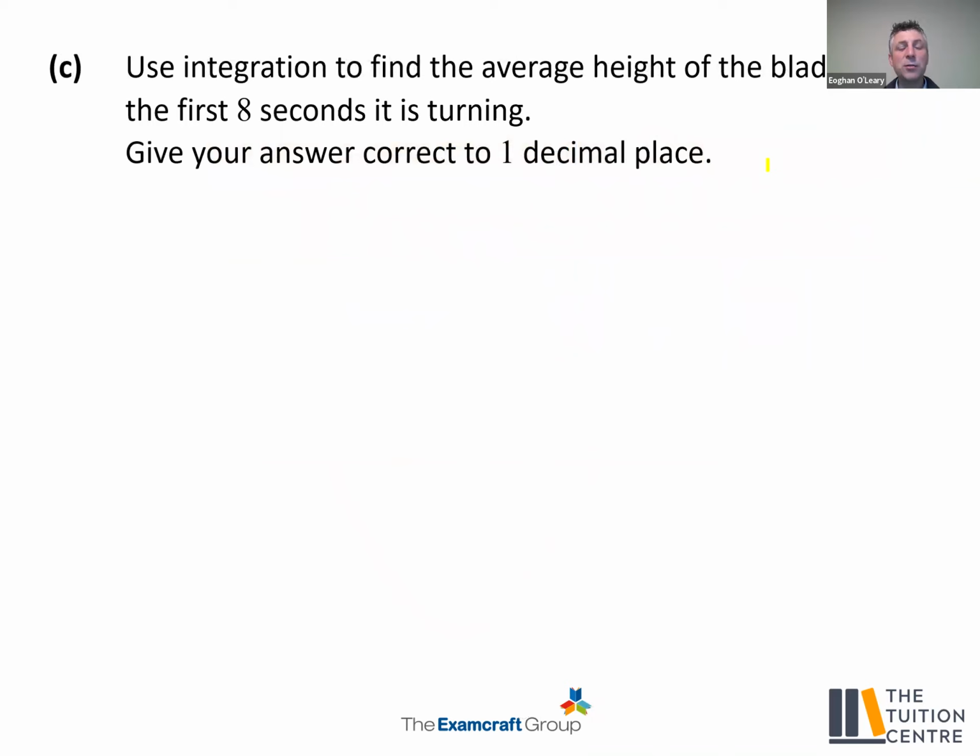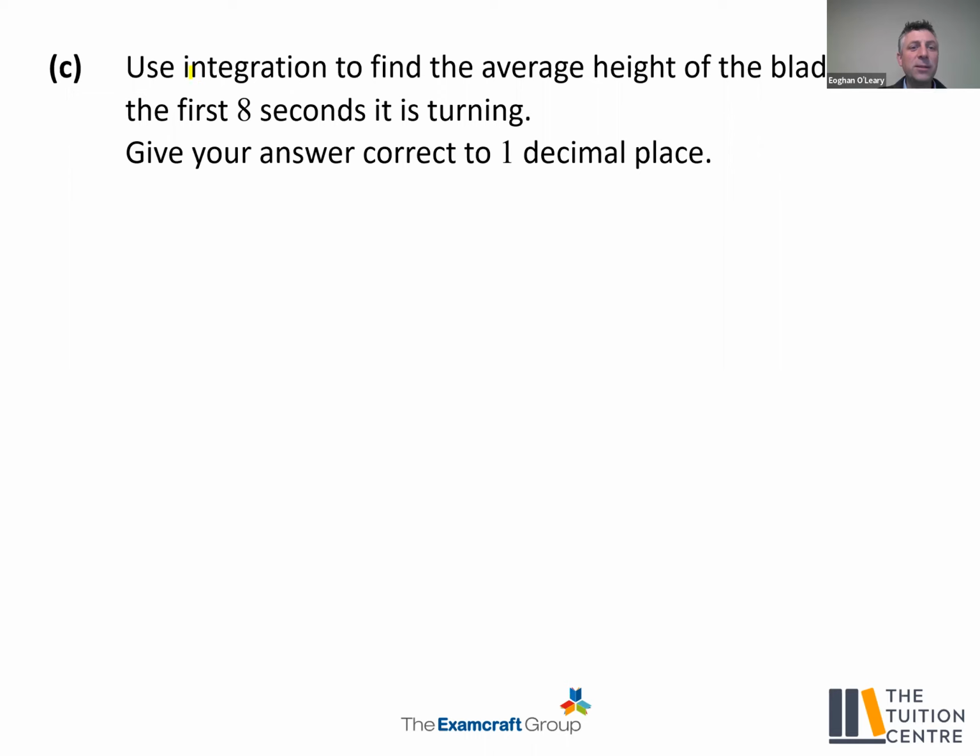And then it says use integration. So we're just thrown back in here into a bit of paper 1 material. So, you know, they do like to mix it up a little bit. So you have to be ready for that. Use integration to find the average height of the blade over the first 8 seconds of its turning. Give your answer correct to 1 decimal place.